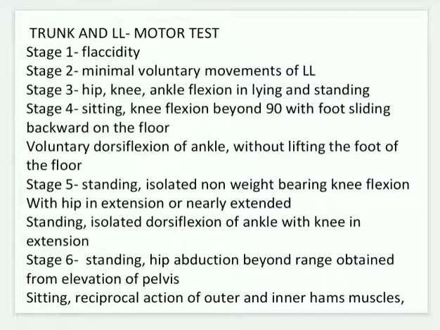And in standing, non-weight-bearing exercises, that is knee flexion with the hip in extension or near extension. Then stage 5, in standing only, isolated dorsiflexion of the ankle with knee extension. And stage 6 tells about standing, hip abduction beyond the range of motion from the elevation of the pelvis. And sitting, you can do some reciprocal action, doing your hamstring muscles inner and outer, and some inversion and eversion movement.